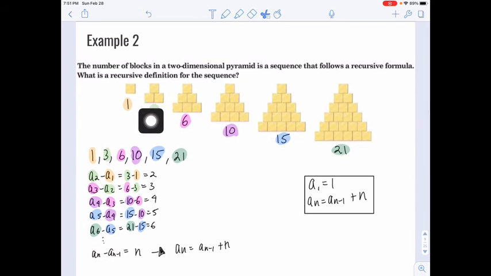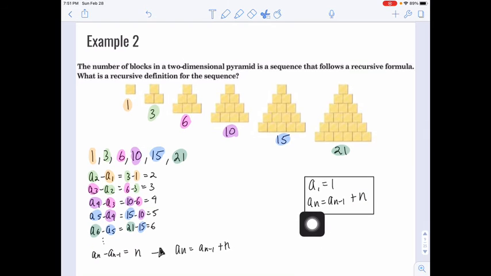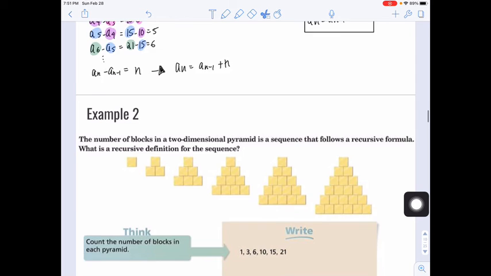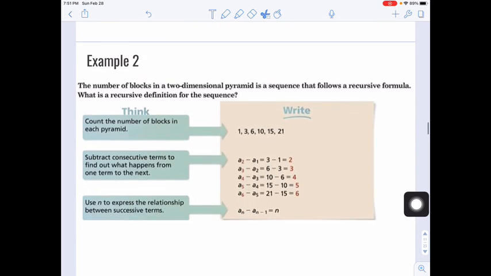For our recursive definition, we need a sub n by itself. So if we add a sub n minus 1 to both sides, we get a sub n is equal to a sub n minus 1 plus n. And now we have our two parts. The first part is the initial term, which was 1. The second part is the recursive formula, a sub n equals a sub n minus 1 plus n. The work for this problem is written out on the next few slides.